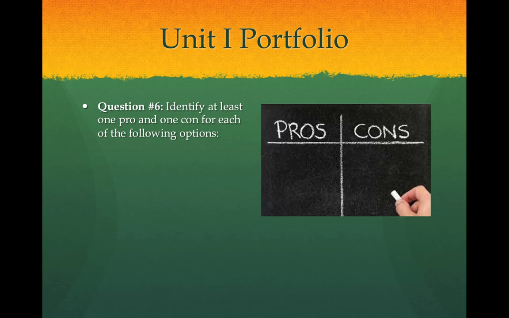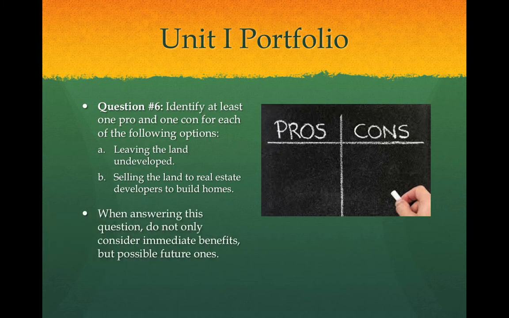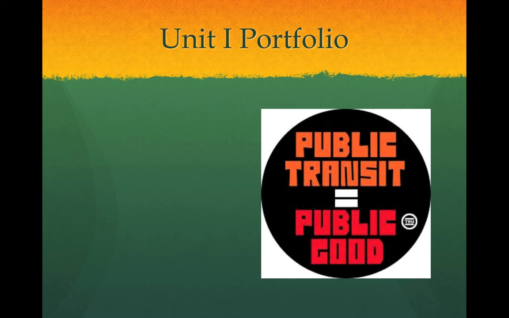Question number 6. Identify at least one pro and one con for each of the following options. A, leaving the land undeveloped, and B, selling the land to real estate developers to build homes. When answering this question, do not only consider immediate benefits, but possible future benefits.